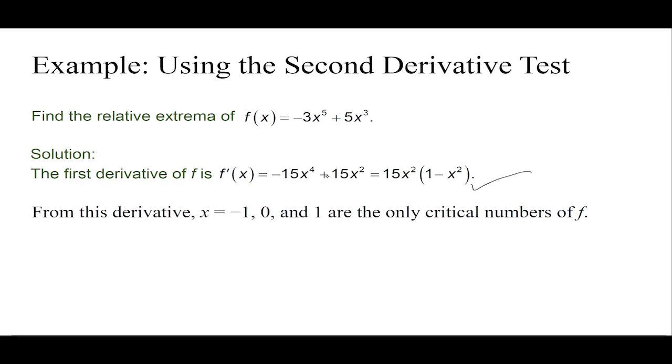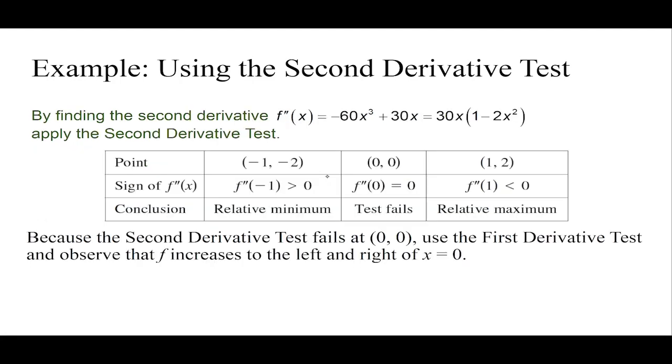Because we need to check where this first derivative is 0, if you equate this expression with 0, then either x equals 0 or this expression gives you negative 1 and positive 1. So these are the 3 points where the first derivative would be 0. These 3 points are called critical numbers of the function, where the first derivative is 0. That's called a critical number.